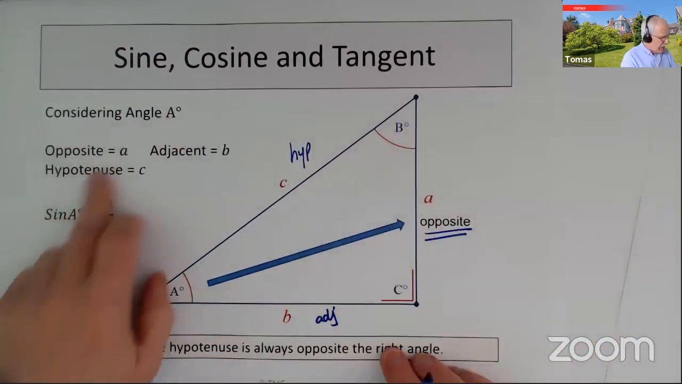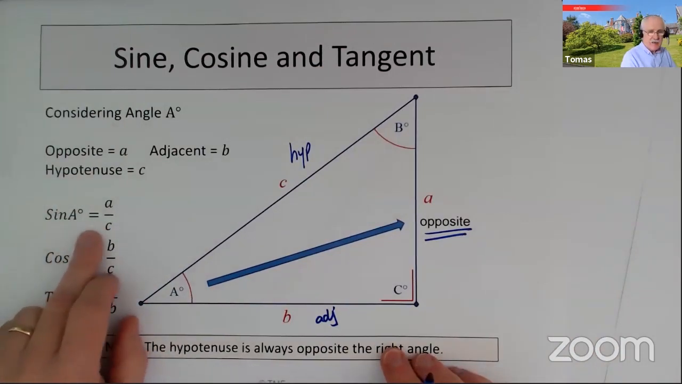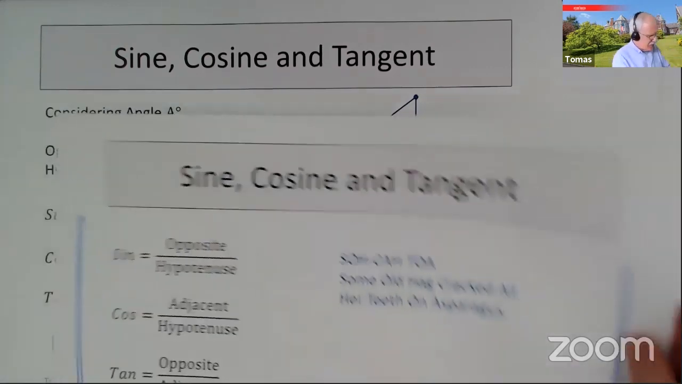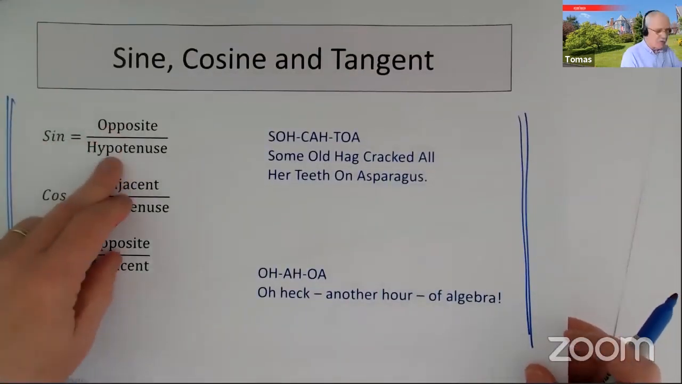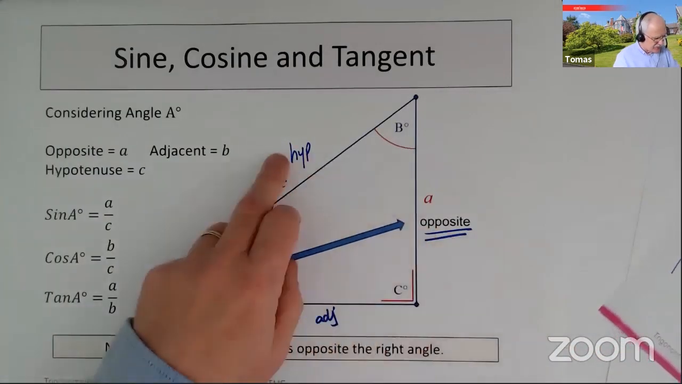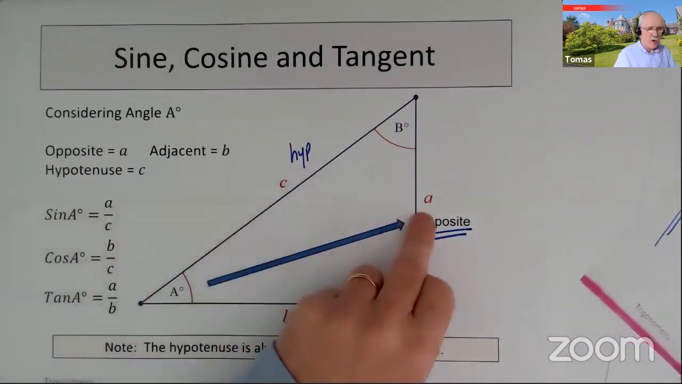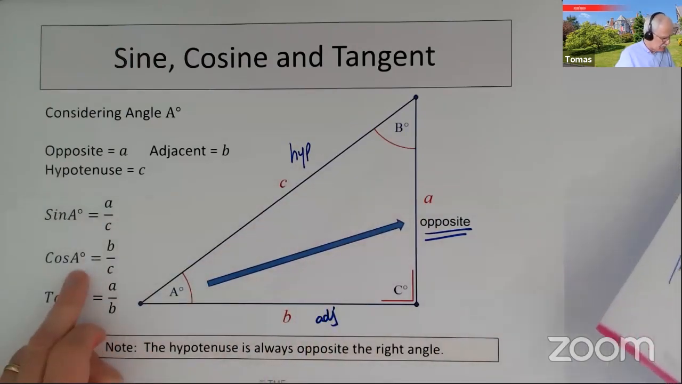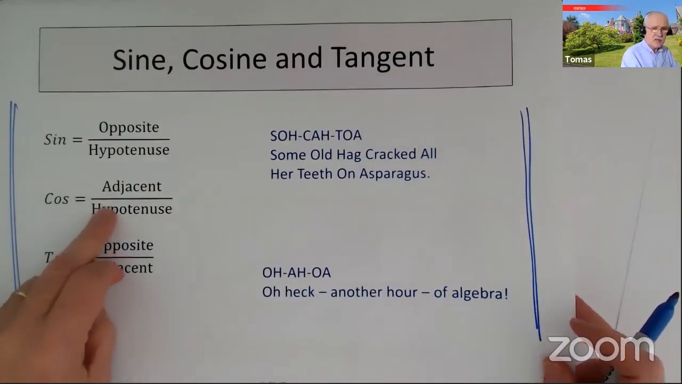Now, considering angle A, find sine of A. Sine of A, you say, oh, remind me, what was that? Sine is opposite over hypotenuse. Opposite over hypotenuse, so sine must be A over C. What's cos of A? Cos of A, we're told, is adjacent over hypotenuse.